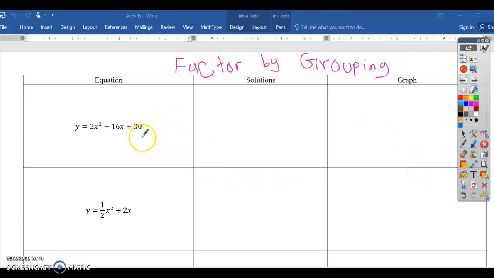So the first thing we have to do in factoring by grouping is we want to group these two terms, okay? But if I group these two terms together, then this term is by itself. And then if I group these last two terms together, then the first term is by itself. So I have to figure out how I can split up this middle term right here so that I can group them into two equal groups.